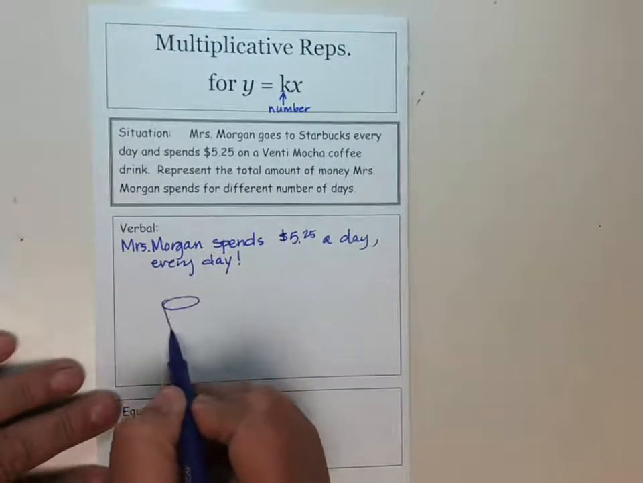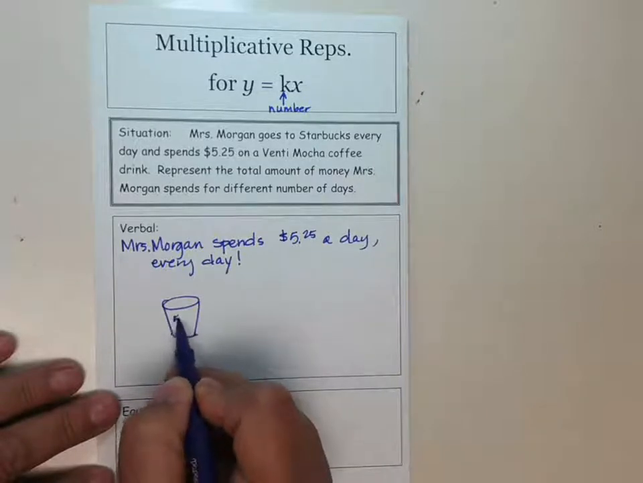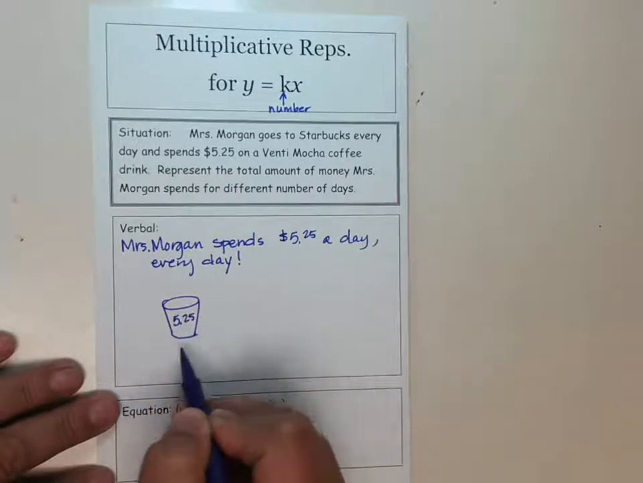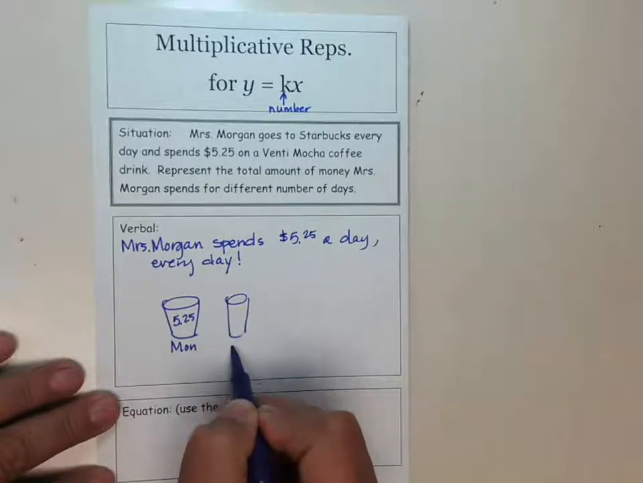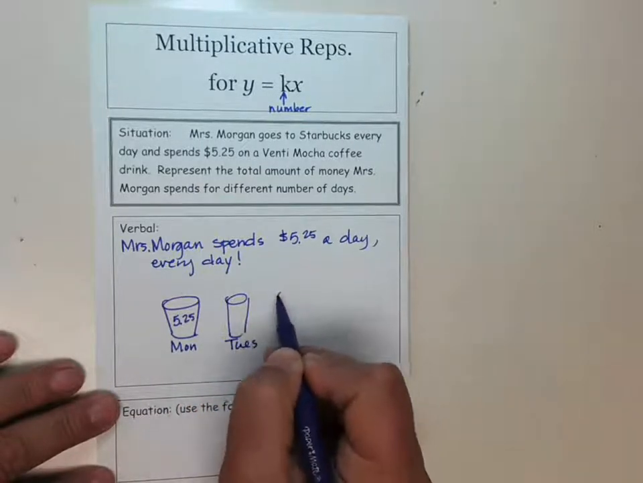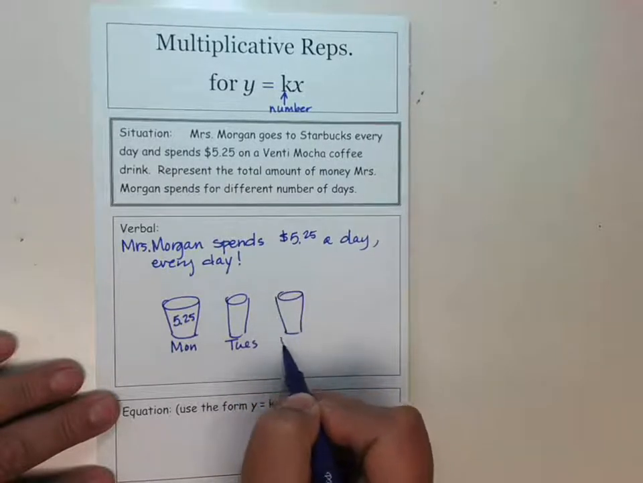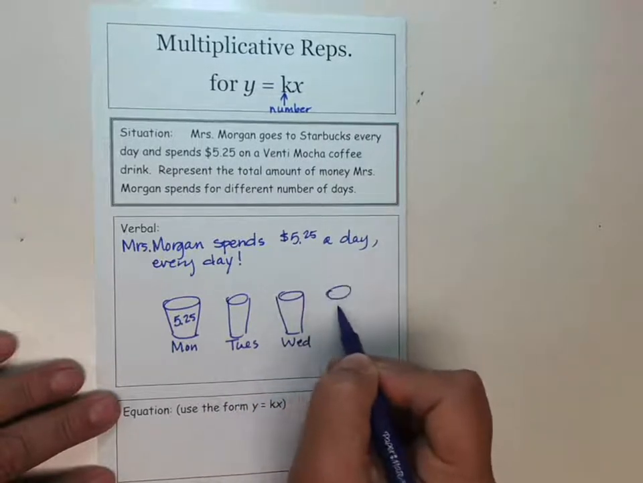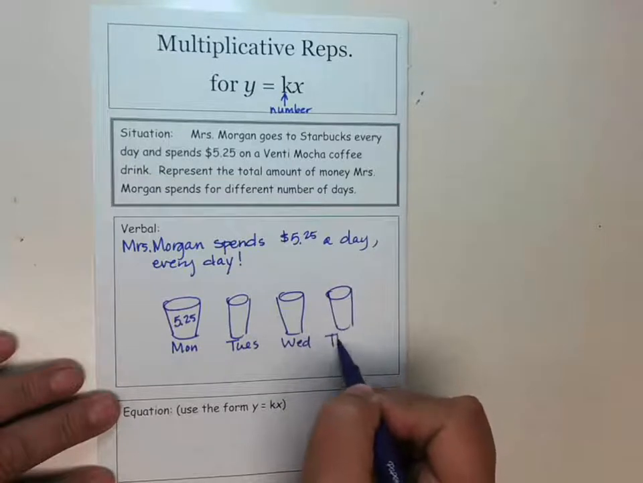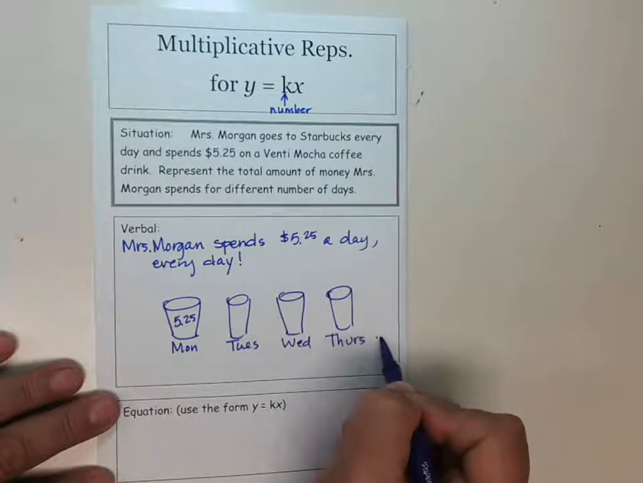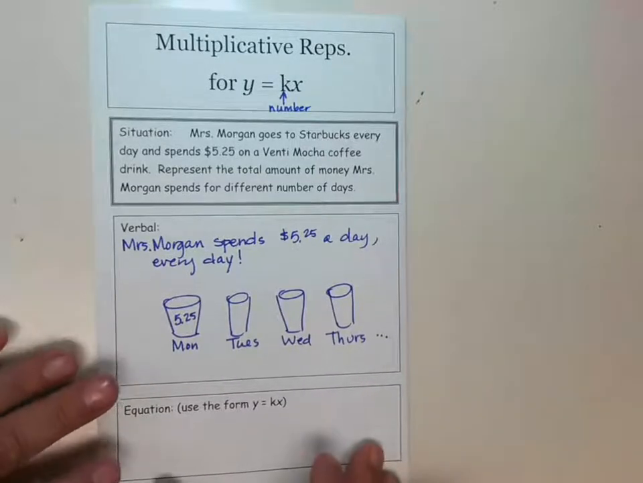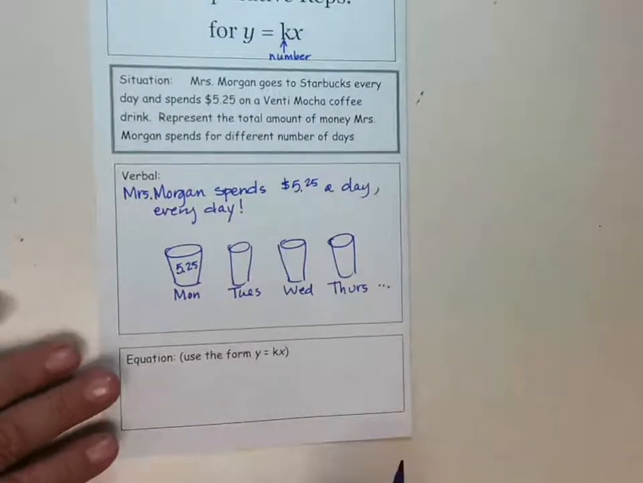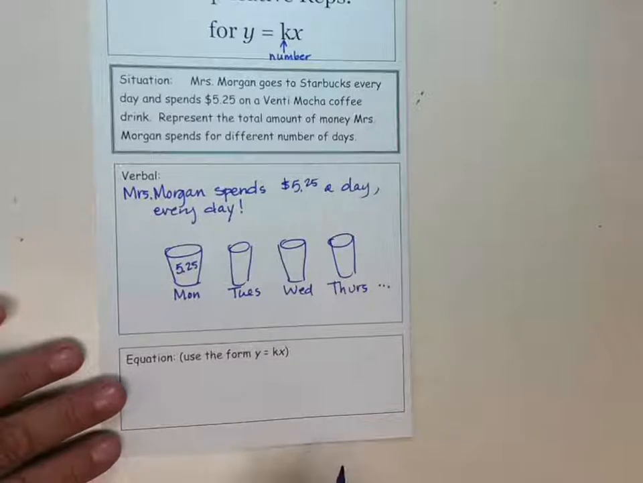Okay? So here's a visual. There's my coffee, $5.25. Let's say this is Monday. This is Tuesday. This is Wednesday. This is Thursday. You guys get the idea? And then it keeps going on forever and ever and ever until she has no more money. Just kidding. Okay, so what would the equation look like?